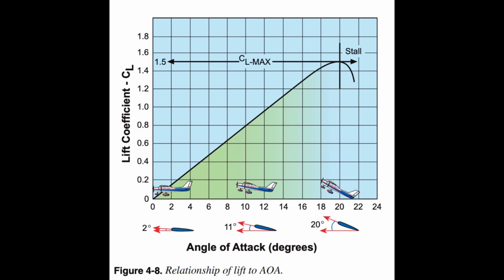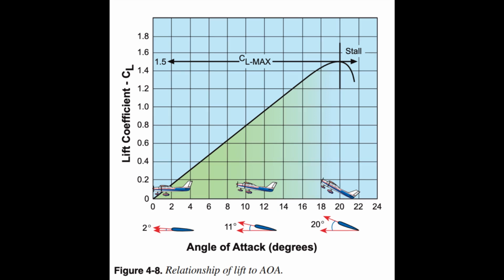To decelerate while maintaining altitude, thrust must be decreased to less than the value of drag. As the aircraft slows down, lift is reduced. To prevent losing altitude, the pitch angle must be increased in order to increase the AOA and maintain altitude.